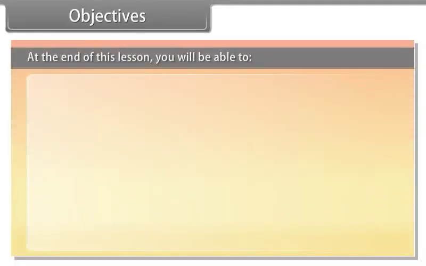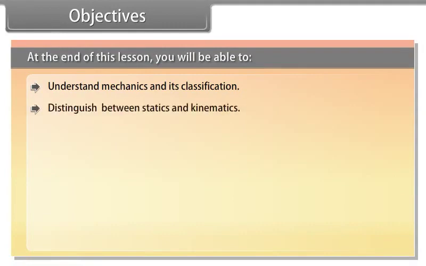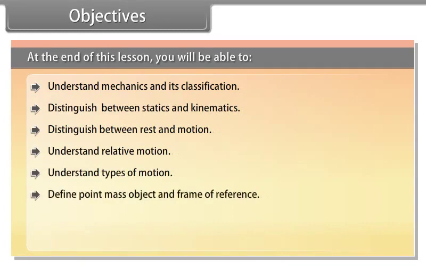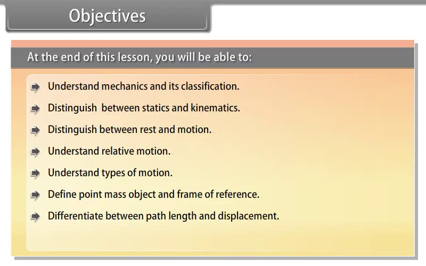Objectives. At the end of this lesson, you'll be able to understand mechanics and its classification, distinguish between statics and kinematics, distinguish between rest and motion, understand relative motion, understand types of motion, define point mass object and frame of reference, differentiate between path length and displacement, and understand the difference between speed and velocity.